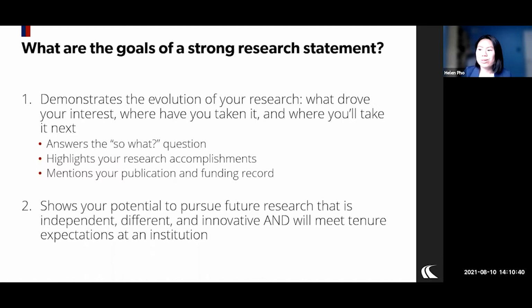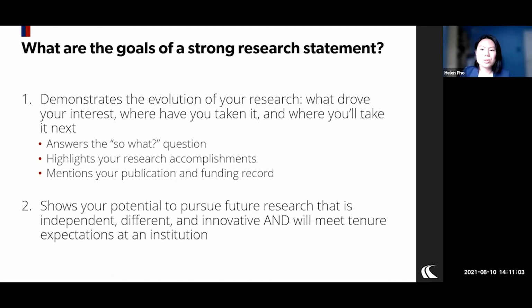You also want to be sure that you highlight your research accomplishments. So it's not just describing what you've done, but also being very explicit about here are the achievements that came out of this research. And then the third bullet point is mentioning your publication and your funding record, which is related to those research results.